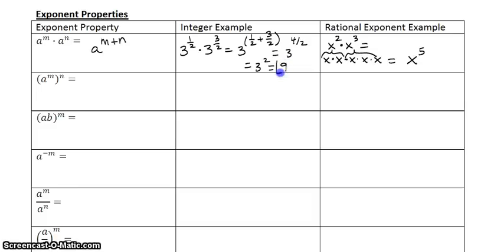So my answer is 9. The next property I want to talk about right here is a to the m to the nth power. So let me demo that on the right side here. Let's say I had x squared cubed.